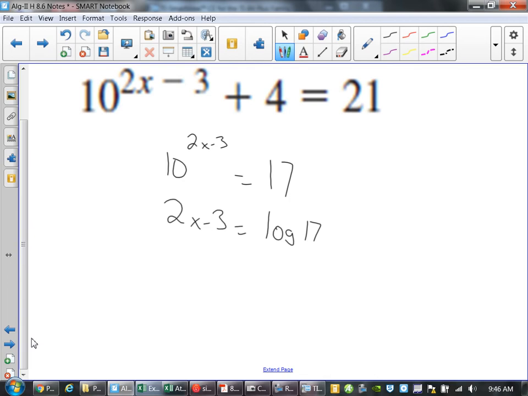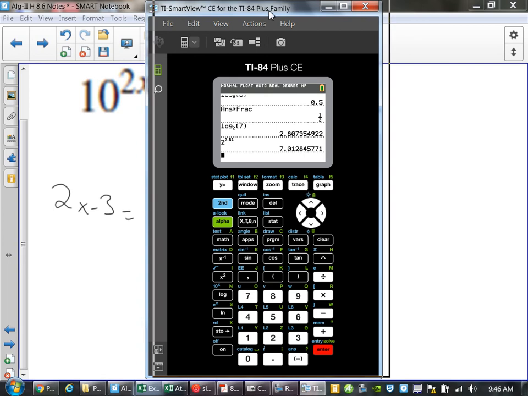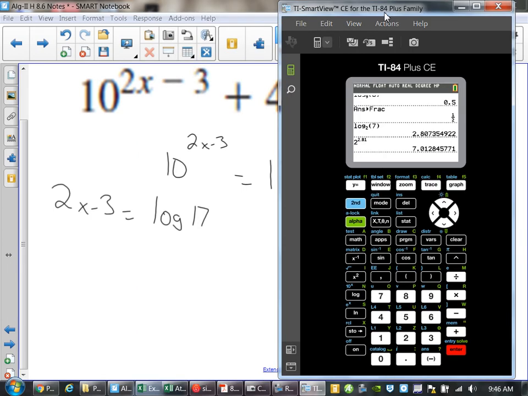So what's nice is that you can put this in your calculator at this point, because I'm hoping that you guys realize that log of 17 is just some crummy number, right? To that crummy number, you'd have to add 3. And then after you add 3, you'd have to divide by 2. So, log 17, enter, plus 3, enter, divided by 2, enter, 2.12.